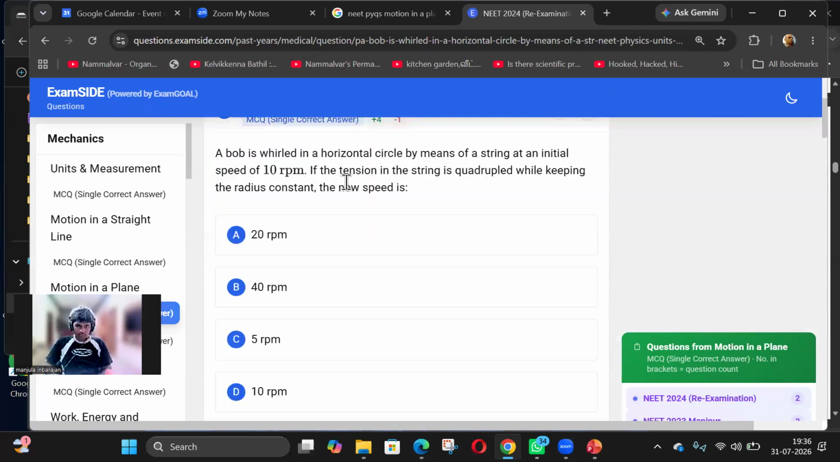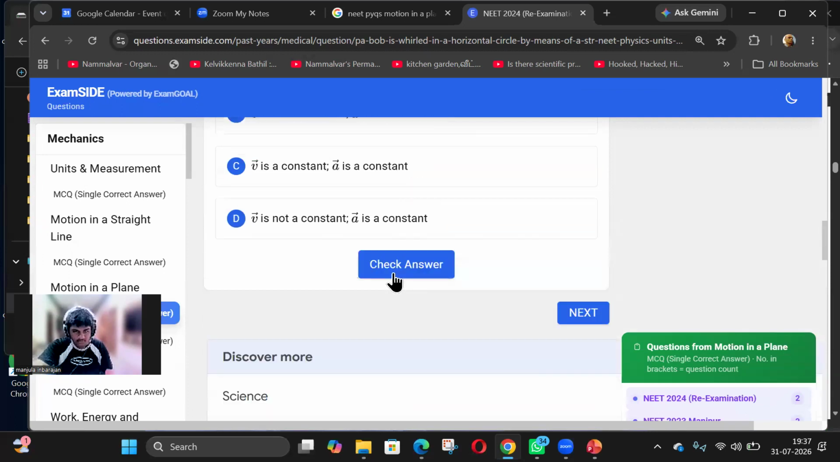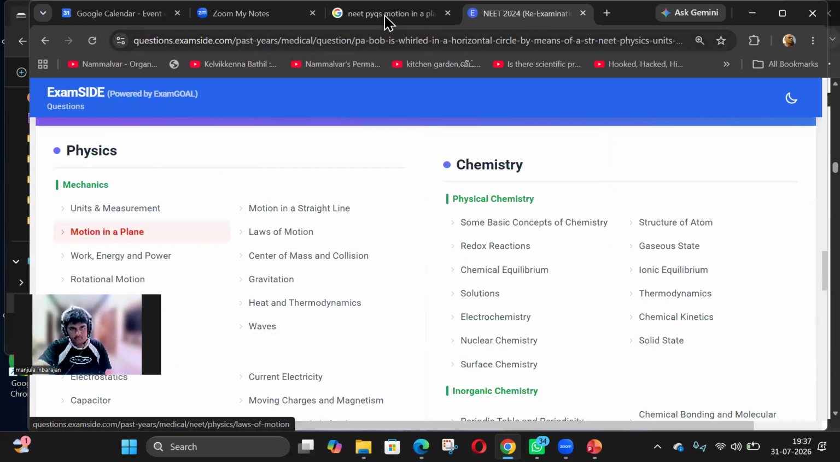The tension in the string is discussed, but it's actually a Newton's laws of motion problem. Yeah, I can see.